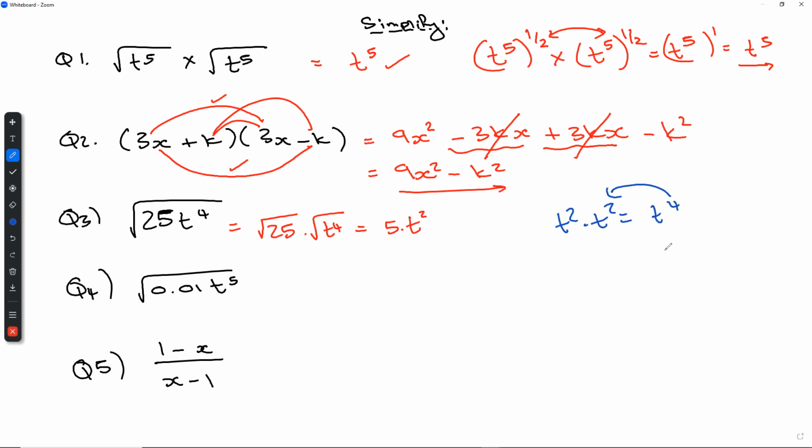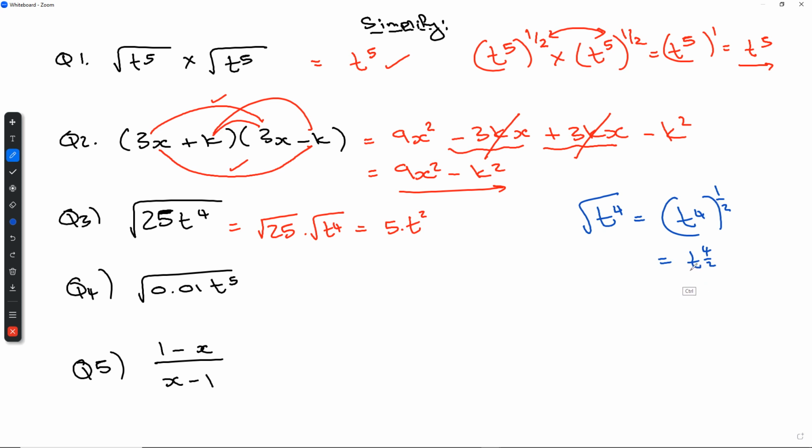So what are we actually doing? We're halving it. Remember I said when you square root, it's the same as to the power of a half. So the square root of t to the power 4 is the same as t to the power 4 to the power of a half. That's t to the power of 4 divided by 2, and that's t to the power of 2. Half multiplies by 4, goes underneath, and 4 divided by 2 is 2.